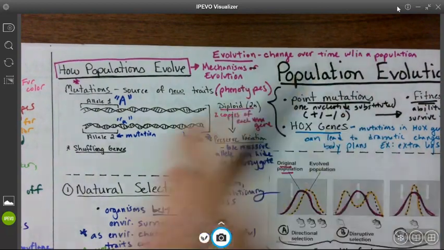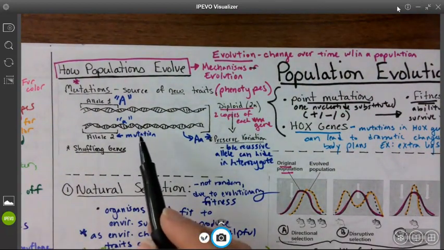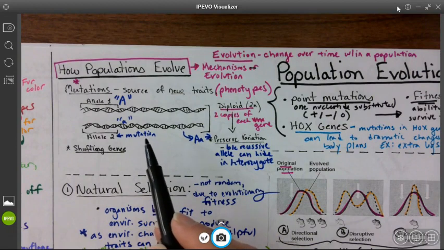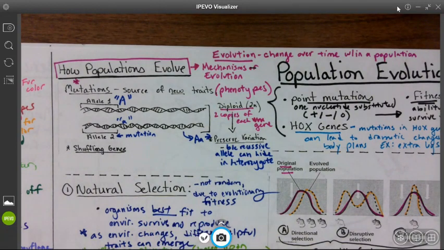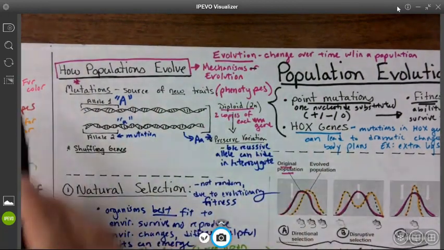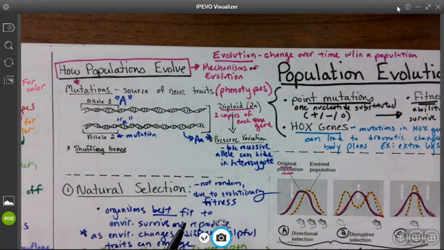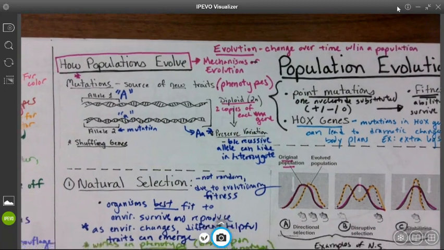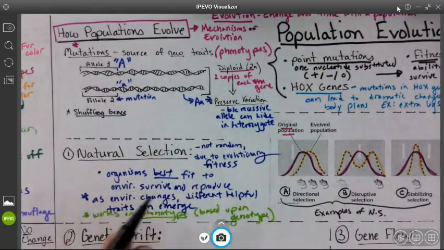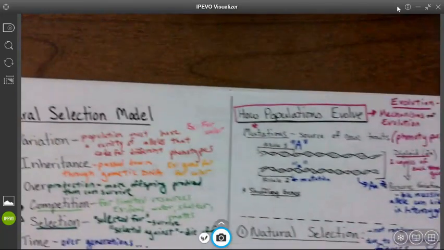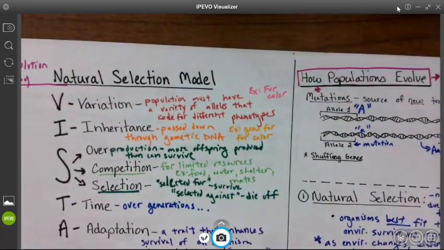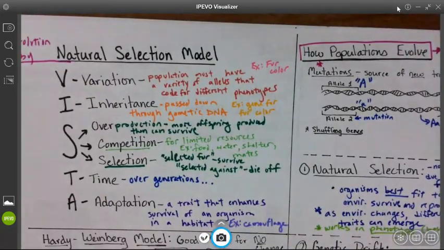Okay. We know that there needs to be variation in a population in order for evolution to occur. And variation can be introduced by mutations, by shuffling genes. One mechanism for evolution is natural selection. Organisms best fit for their environment survive and reproduce, and other organisms die out. Okay, and this works on the phenotype based on the genotype. And we went through a whole process of evolution via natural selection.